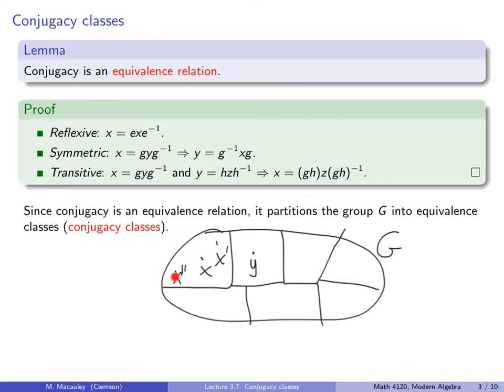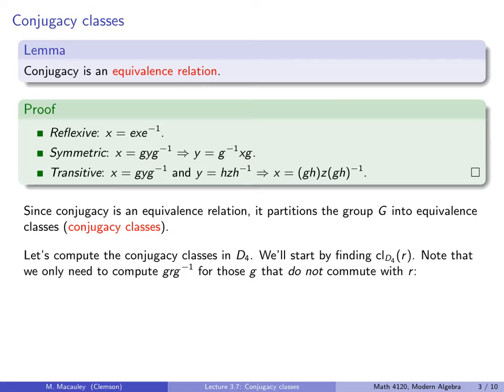Okay, so let's do an explicit example. Let's compute the conjugacy classes in the group D4. We'll start by finding the conjugacy class of r. Now recall that we only need to compute this product for those elements that do not commute with r. So in particular, we can skip the identity, we can skip r squared, and we can skip r cubed.